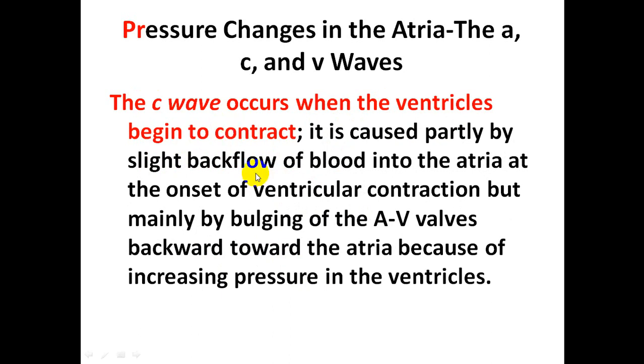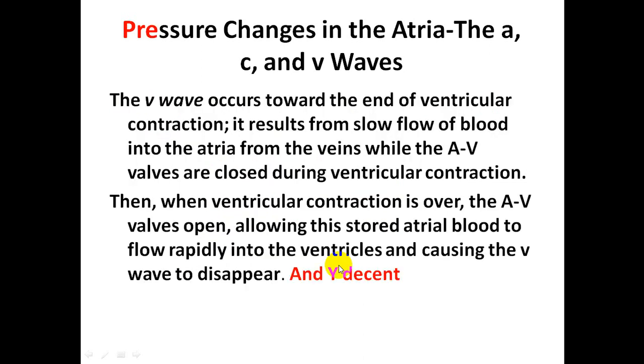It is caused by two mechanisms, really: by slight backflow of blood into the atria at the onset of ventricular contraction when the AV valve is not completely closed, but mainly by bulging of the AV valve back into the atria because of increasing pressure in the ventricle. So the C wave occurs during early ventricular systole, due to some blood flowing back to the atria and the AV valve being pushed into the cavity of the left atrium or right atrium.